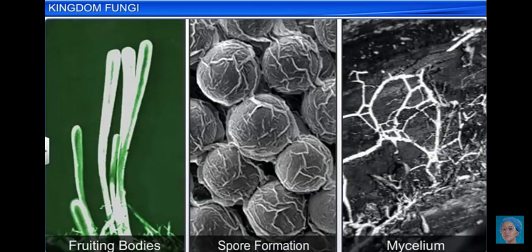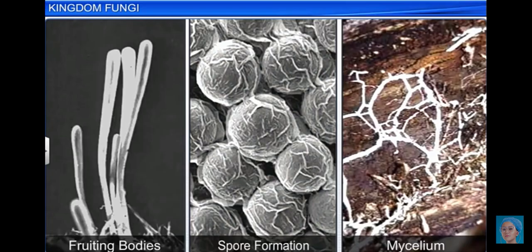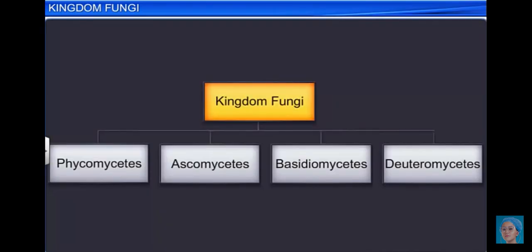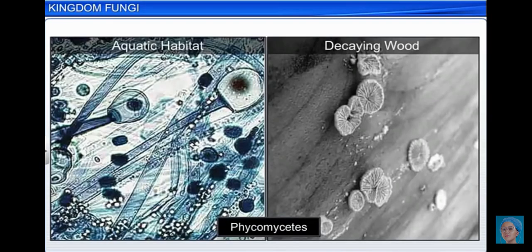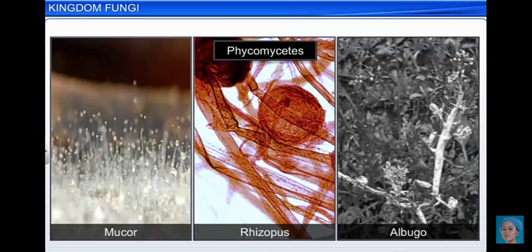Together, the fruiting bodies, the mode of spore formation, and the morphology of the mycelium form the basis of the division of the kingdom fungi into various classes. There are 4 main classes of fungi: phycomycetes, ascomycetes, basidiomycetes, and deuteromycetes. Phycomycetes are found in aquatic habitats, decaying wood in moist places, and as obligate parasites on plants. Mucor, Rhizopus, and Albugo are examples of phycomycetes.